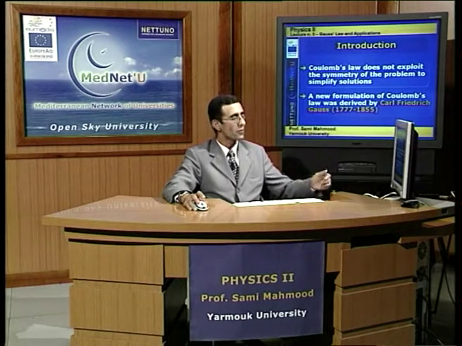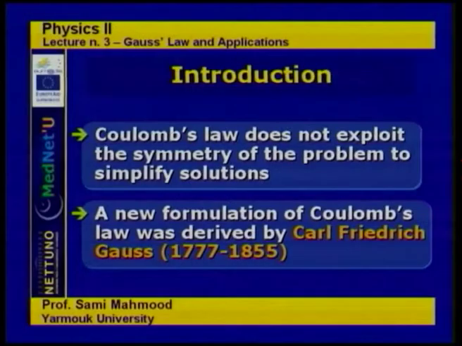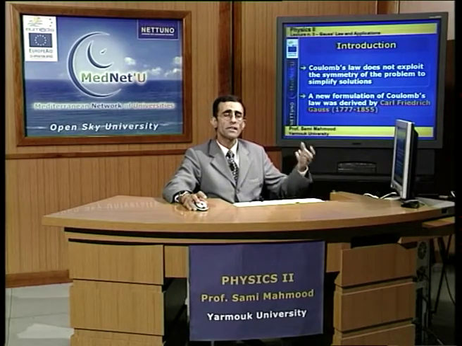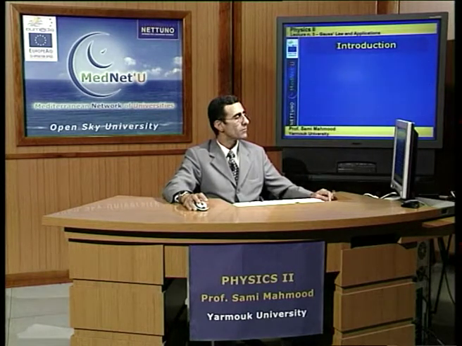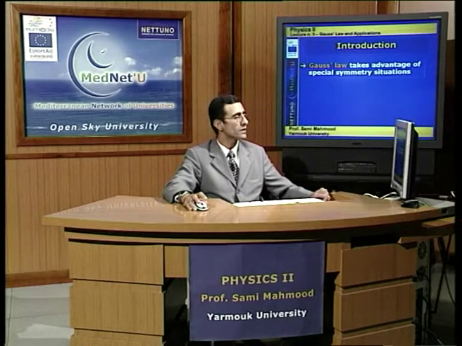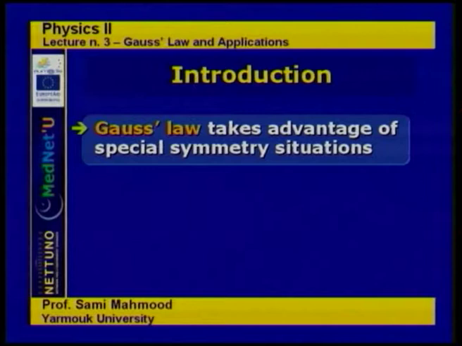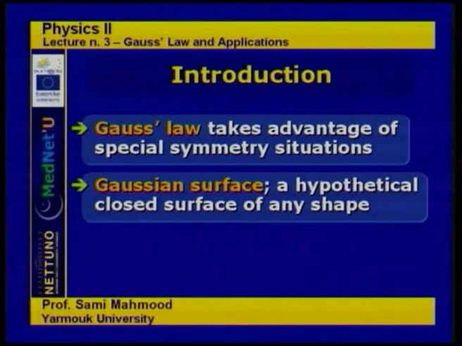So a new formulation of Coulomb's law was derived by Carl Friedrich Gauss, who lived between 1777 and 1855. He made a new formulation which would replace Coulomb's law in certain special cases of special symmetries. So Gauss law takes advantage of the special symmetry of the distribution of charges, and it involves the construction of a hypothetical closed surface around the charge distribution.